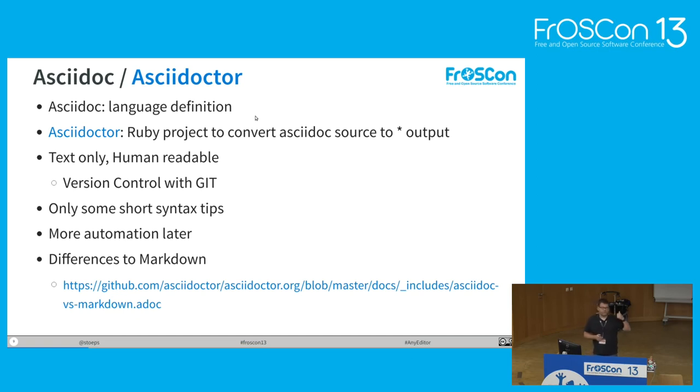Here you need to just recognize Asciidoc is a language definition. Asciidoctor is a Ruby project to convert the sources, or ASCII characters, to an output. It's text only. As I said, it's human readable, so you can recognize it's a heading or a bullet point or something like that, but I can just have it in an editor. Quite simple syntax. It's not like programming Java or something like that, or like TeX. It's not that complicated. It's just some characters.